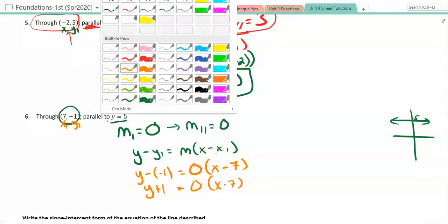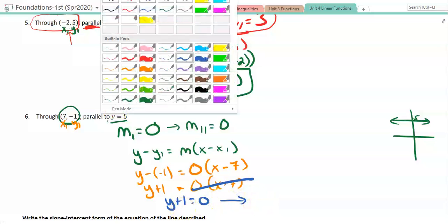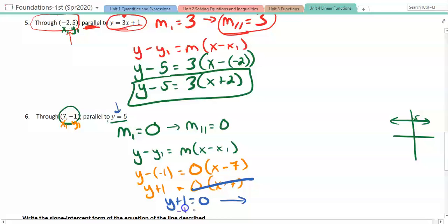Now this is the one case when we have point slope form that we're actually going to simplify the parentheses, because what is 0 times anything? 0 times anything is 0. So I'm going to get that y plus 1 is equal to 0. And I want it to look like this. And so I'm going to solve for the y. And so subtracting 1 from both sides, because it said plus 1, so I need to minus 1 from both sides. I get y is equal to -1.